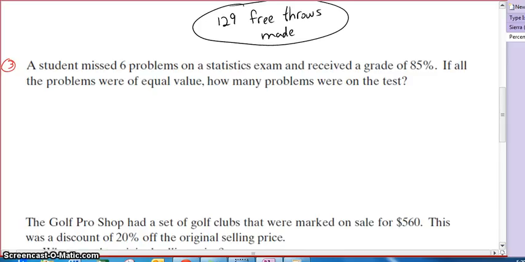A student missed 6 problems on a statistics exam and received a grade of 85%. So ask yourself, 85%, is that the percent that she got right? Or is that the percent that she missed? Hopefully you recognize that the 85% was the correct, how many they got right, which means she missed 15%. The information given to me is that the student missed 6 problems. So if I'm talking about missed problems, I'm talking about 15%.